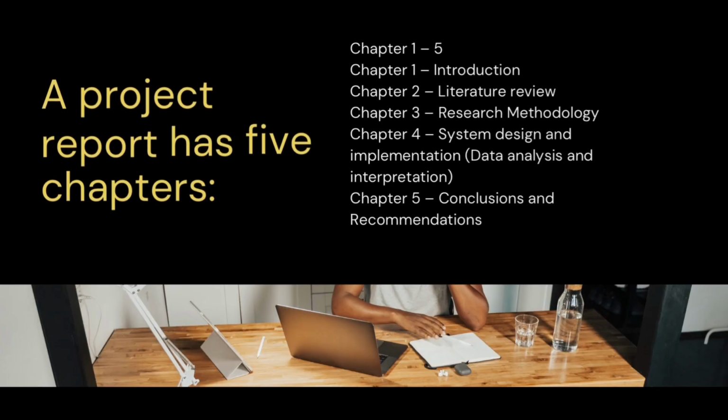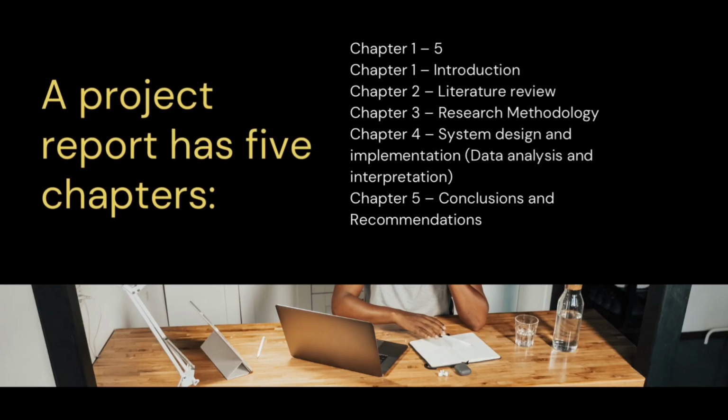Okay, so a project report has 5 chapters, and as we had said earlier, a project report carries the research proposal. So if you are asked to do a research proposal, you're going to do chapter 1, chapter 2, and chapter 3 only. Those are the details that should be put in a research proposal. But when you're given an assignment to do a project report, you're going to have from chapter 1 to chapter 5. So in chapter 1, we have the introduction.